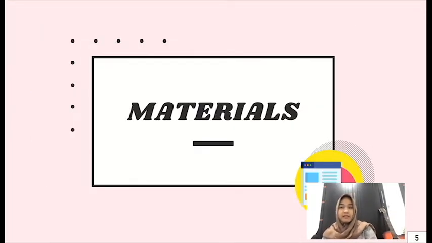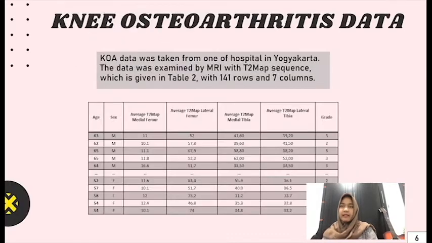For the materials, we have knee osteoarthritis data here, taken from one of the hospitals in Yogyakarta. The data was examined by MRI with T2 map sequence, which is given in table 2 with 141 rows and 7 columns. We can see that on the slide.